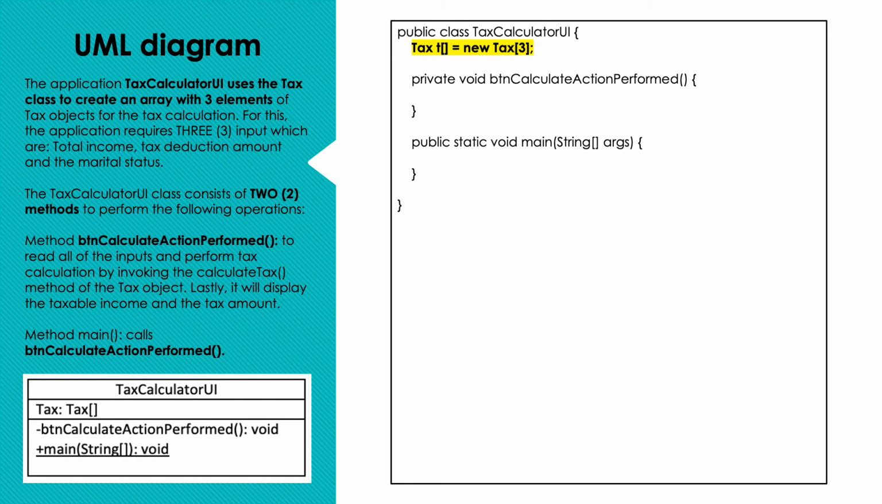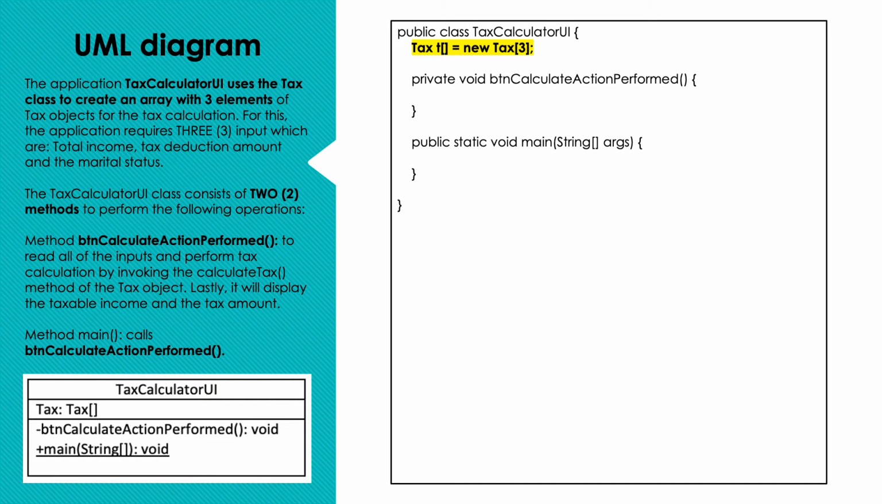Now that we have done with the tax class, we need to write the tax calculator user interface class. Let's go through the UML diagram. In the UML diagram, the first one, the instance variable, it is an array. So it says that we need to write a tax array. So we would write it as Tax t, or whatever you want to call it, equal to new Tax.